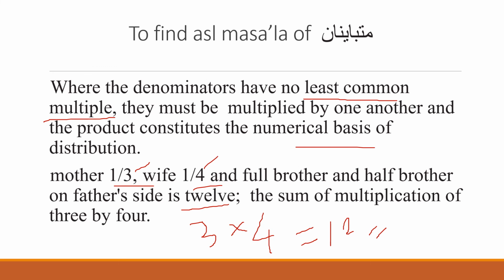then you count 1, 2, 3. The numerical basis will be 3 in the case of residual heirs. And if there are fixed share heirs, you take the share, either 1 by 2 or 1 by 4 or 1 by 8 or 2 by 3 or 1 by 3 or 1 by 6. If there are two or more, you check the denominators, whether they are mutabayinani, mutadakhilani, mutawafikani or mutamathilani, and then you can find the numerical basis in this way. Okay, that's all.